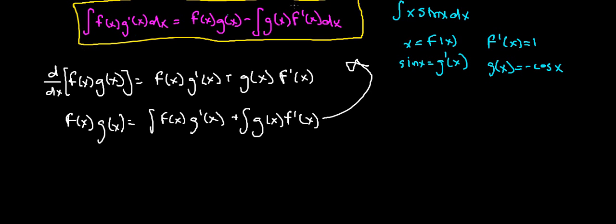So I'm looking for the integral of x sine of x. So I've got f of x, which is x, and then g prime of x, which is sine x. That's why it doesn't matter if it's the other way around, g of x, f prime of x, because you're still going to make the exact same substitution. So that's why it's unimportant. So now all I do is just fill in this formula.